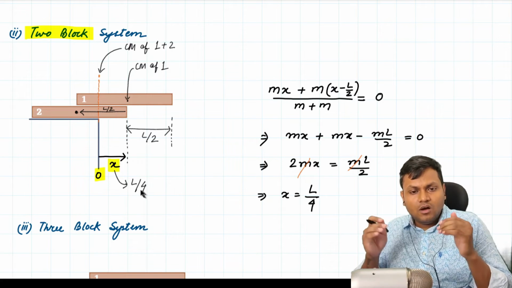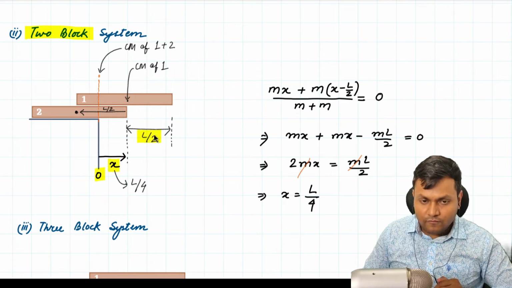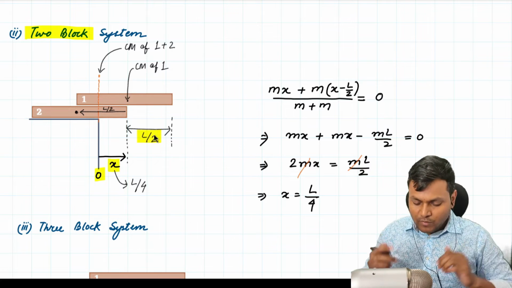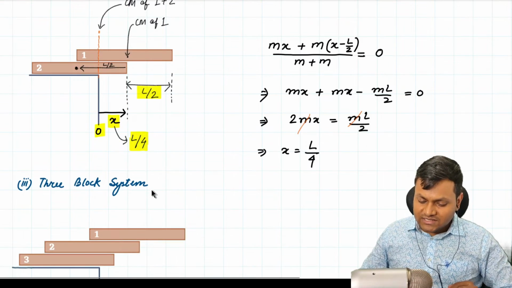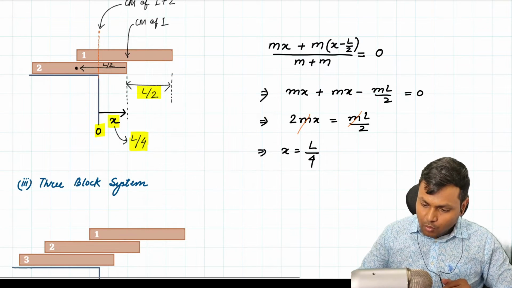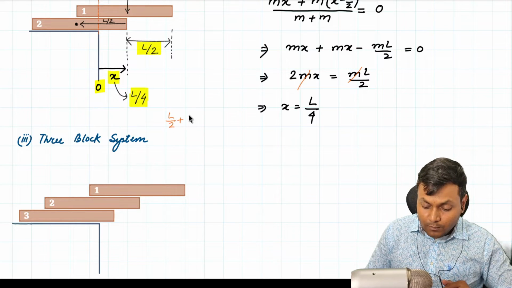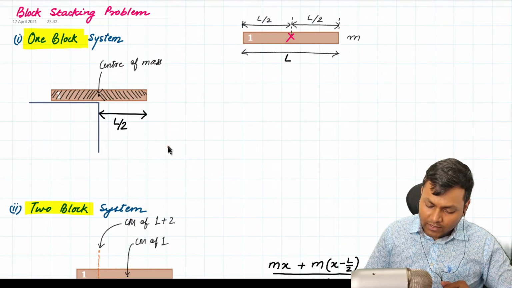So if I have a 2-block system, the topmost block must be at a distance of L by 2 from the edge of block number 2, and the edge of block number 2 must be at a distance of L by 4 from the edge of the table. So this gives me a maximum overhang of L by 2 plus L by 4, while in the first case, the maximum overhang was given simply by L by 2.